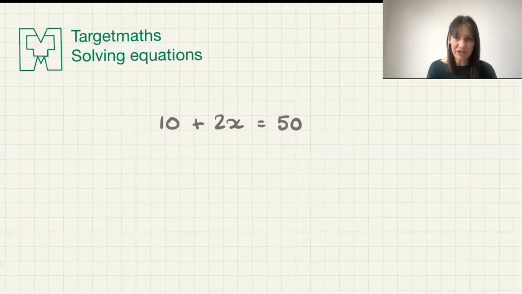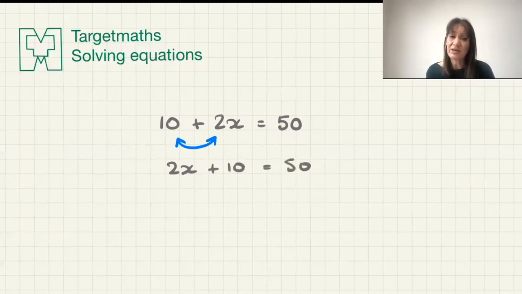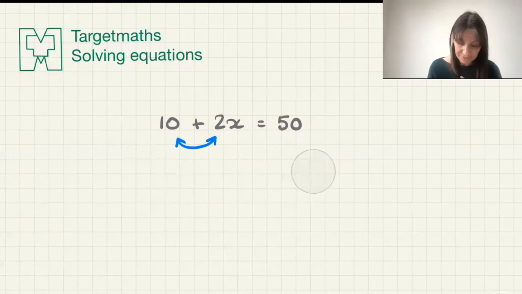You could rearrange it and swap these two round. You've got to be very careful if you were to choose something like this. This is easy because everything's positive. So I could just say, right, 2x, I've got positive 10, that equals 50, and boom, I'm back into doing it the way that I'm comfortable with. But the reason that I would need to be careful with doing that as an option is if I've got a question which isn't plus here, but is actually a minus.